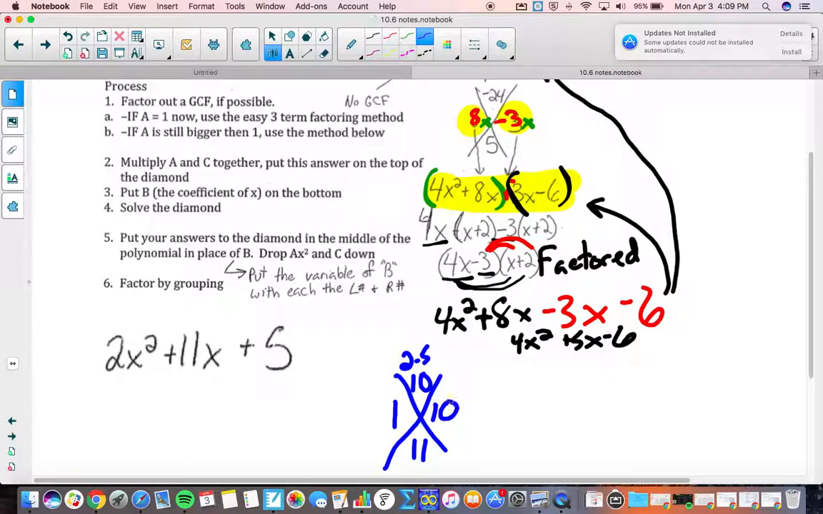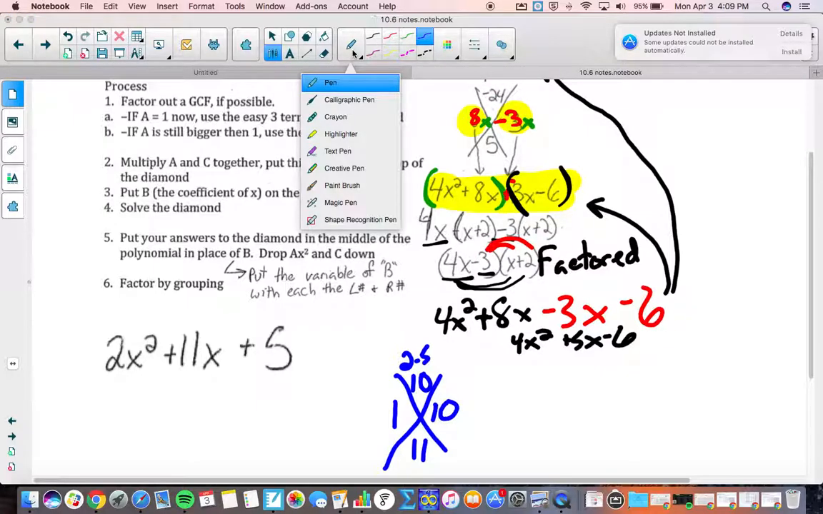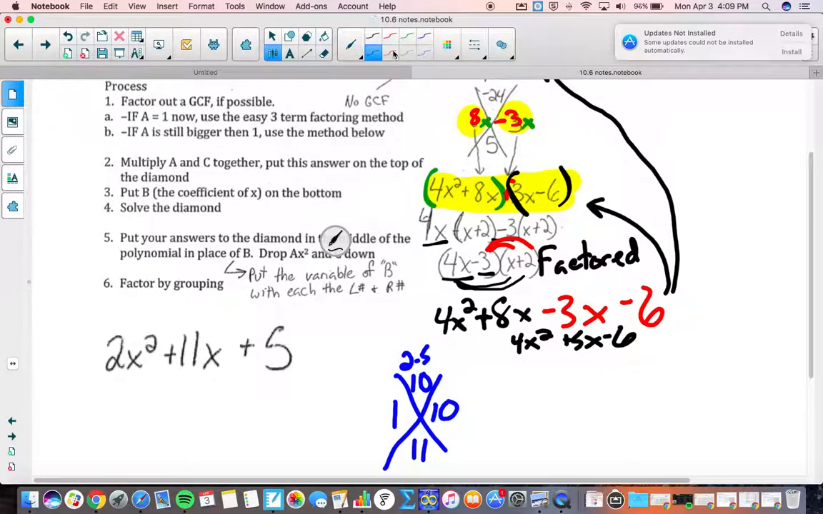1 and 10. So here's maybe sometimes the most confusing part to students. Now we take those answers in our diamond and we put x's with them, or whatever our variable is, and instead of writing 11x, we write down 1x plus 10x, or vice versa. Now we bring down our leading term, so in this case 2x squared, and our constant, our c value, plus 5.